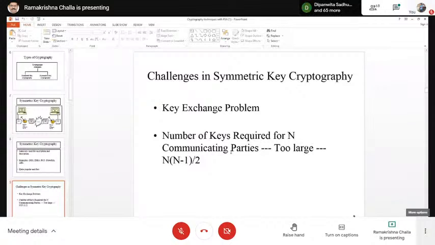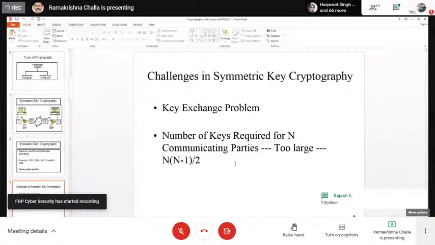In the internet, can you tell me the number of internet users in the world as of today, approximately? You can use the chat window, or you can unmute yourselves and say. The question is, what is the approximate number of internet users in the world? Any participant? Are you able to hear me?